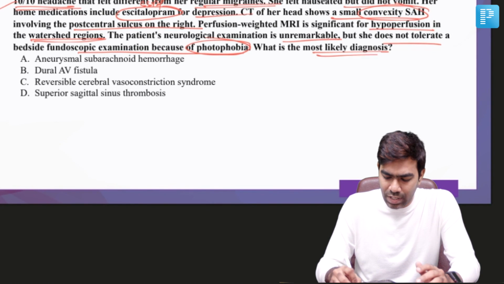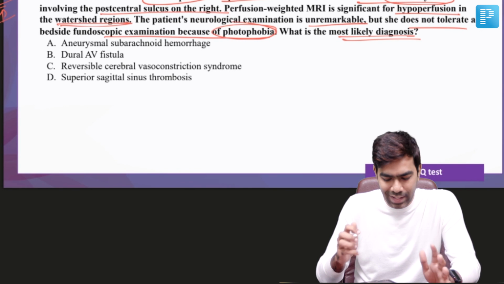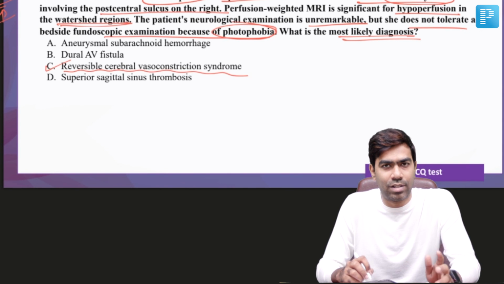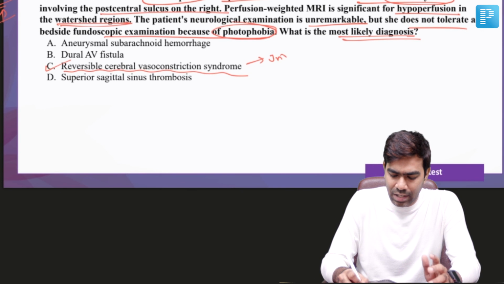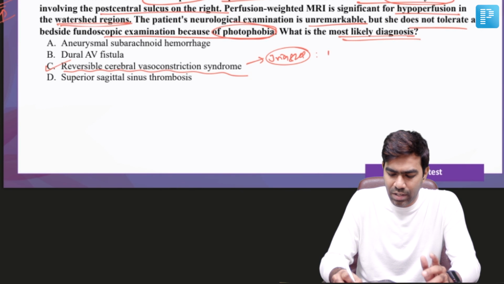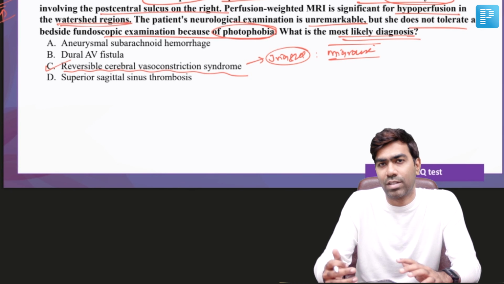And what is the most likely diagnosis? This patient is having all the classic features of RCVS, that is reversible cerebral vasoconstriction syndrome. Usually there will be a trigger, a precipitating problem in a patient with RCVS. Generally, it will be a migraine. Migraine is associated in almost 30 to 40% of individuals because migraine is also a vascular disorder.